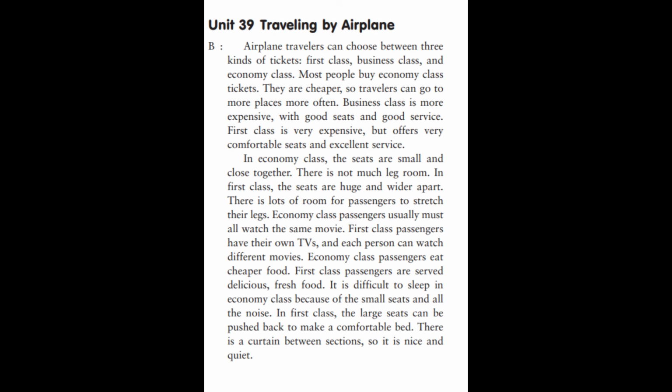Economy class passengers eat cheaper food. First class passengers are served delicious fresh food. It is difficult to sleep in economy class because of the small seats and all the noise. In first class, the large seats can be pushed back to make a comfortable bed. There is a curtain between sections, so it is nice and quiet.